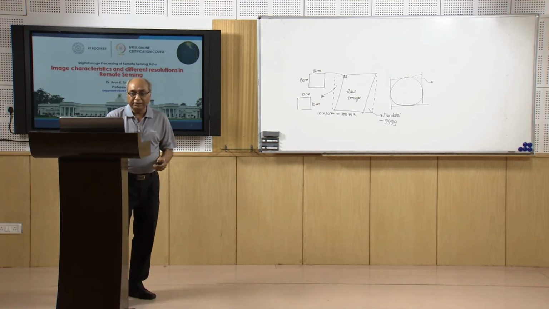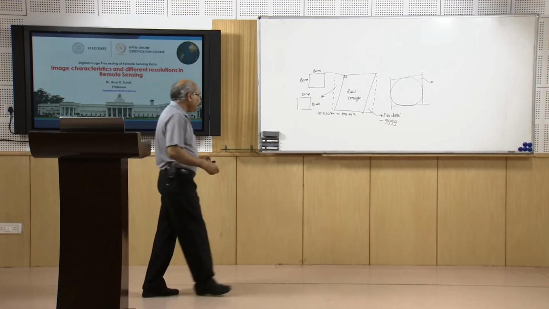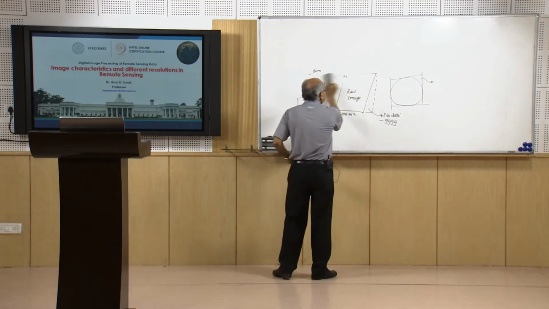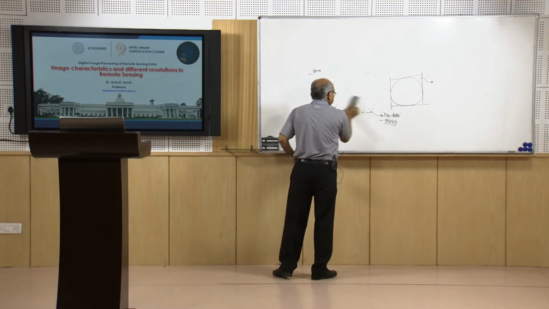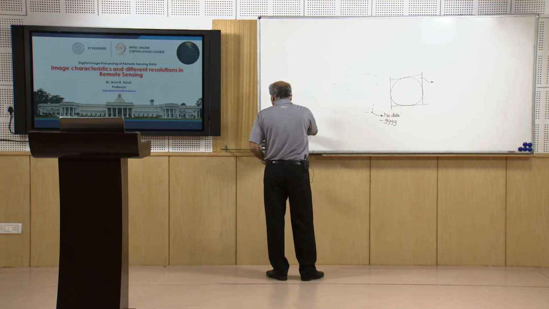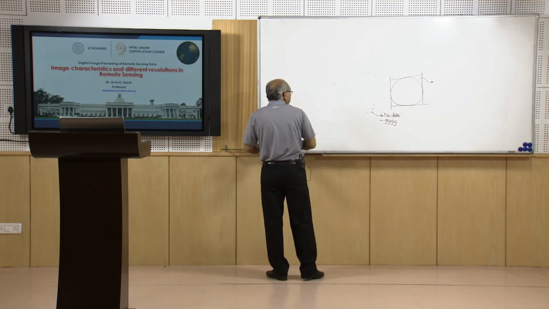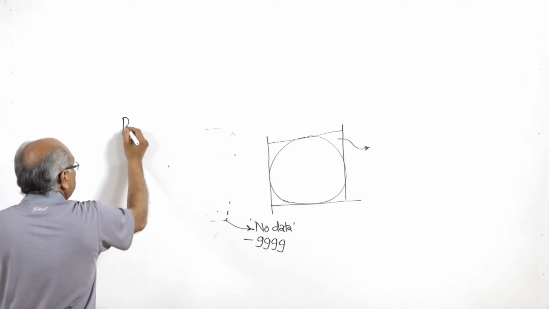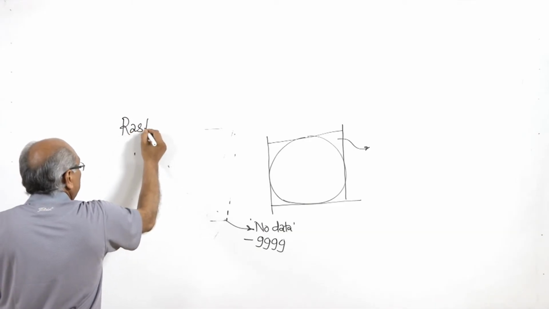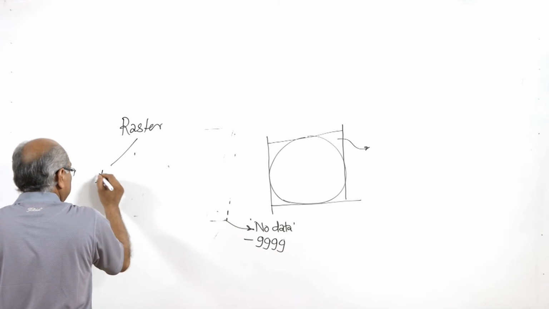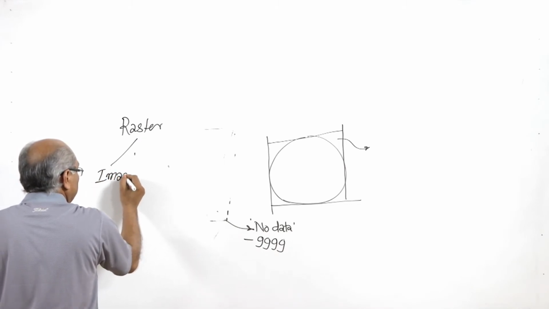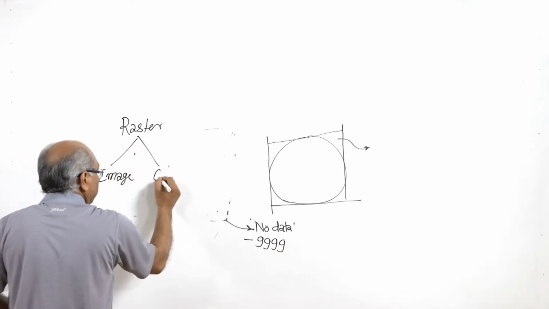I have been mentioning digital image, so this is raster, because we can have two types of raster. One is the image, which we are discussing, a digital image of course, and then the other one is the grid.